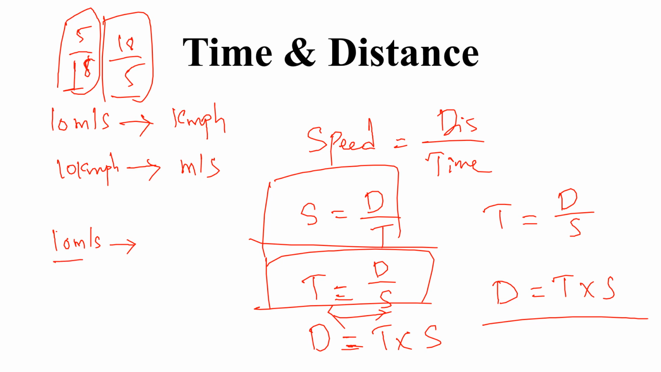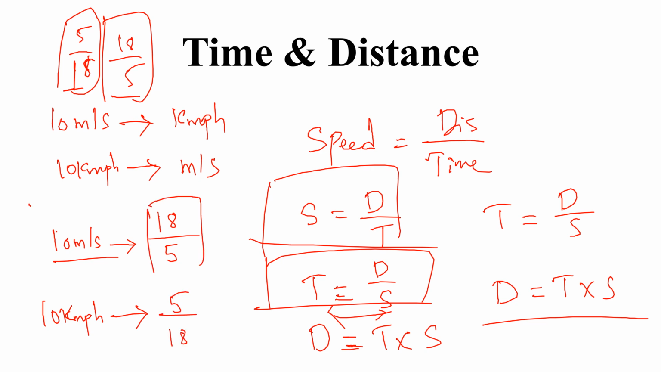Now we are converting meters per second into kilometers per hour, which means a higher value, so 18 should be at the top: 18 by 5. We are converting a small value to a high value, so we use the high value at the top, like 18 by 5. Just like that, converting kilometers per hour to meters per second, which is a higher value to a lower value, we use 5 by 18. This is what you have to remember when converting meters per second to kilometers per hour and so on.